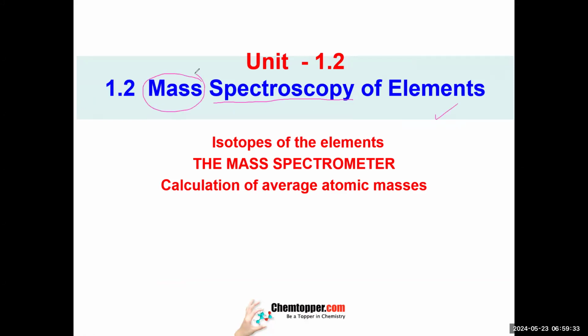Mass means you're going to measure the masses of the different isotopes of elements. You are aware of the word isotopes? So we are going to learn about isotopes. We are going to learn about the mass spectrometer. We are going to learn how to calculate the average atomic masses. You already know the meaning of average, right? Okay, so let's start with isotopes.